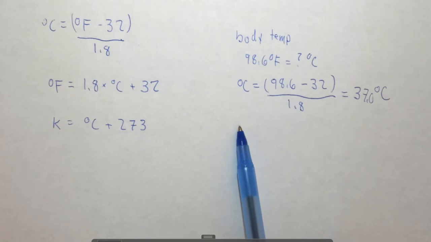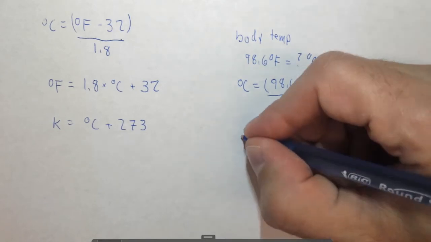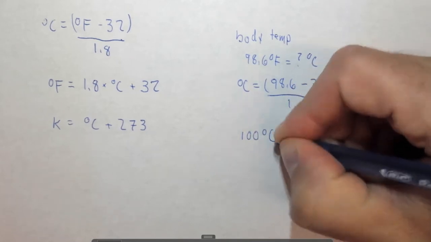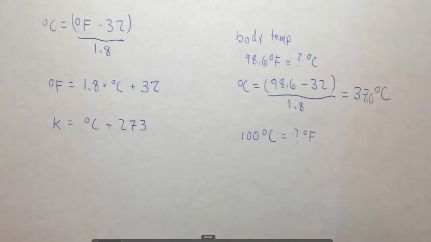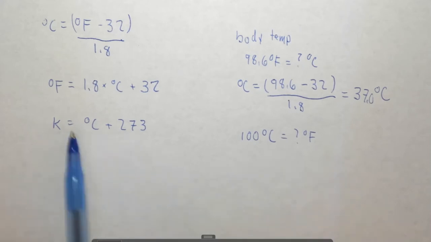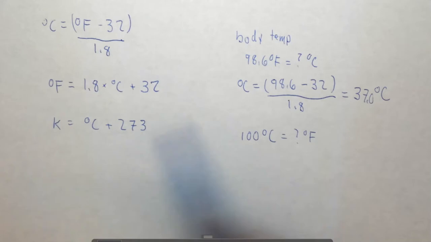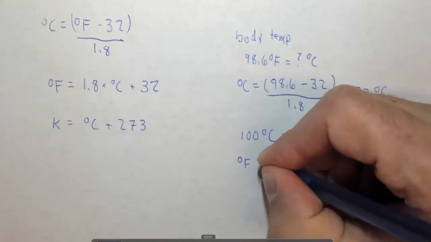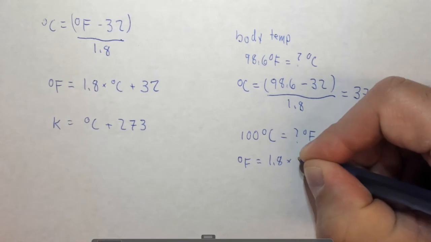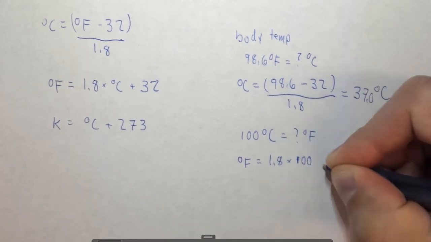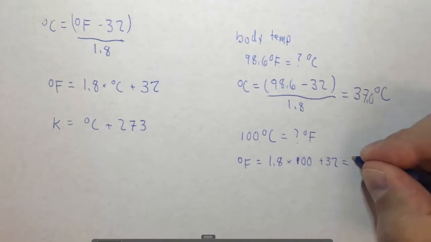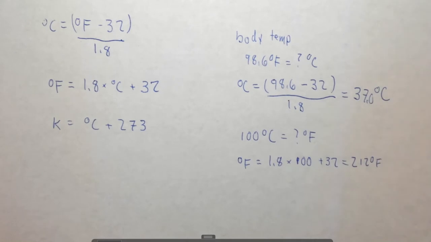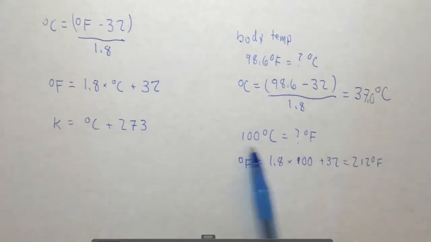Let's look at another example. Let's look at the boiling point of water. Water boils at 100 degrees Celsius. What is that in Fahrenheit, for example? So in Fahrenheit, we would have to use this equation because Fahrenheit's by itself. So we take Fahrenheit equals 1.8 times 100 plus 32. And as you may know, the boiling point of water in Fahrenheit is 212 degrees Fahrenheit. So we converted from Celsius to Fahrenheit.